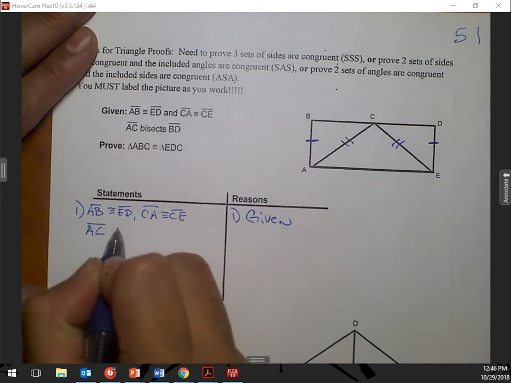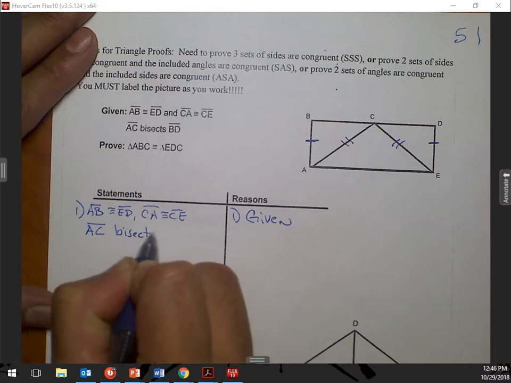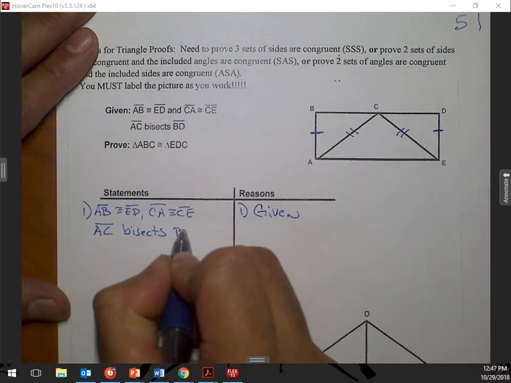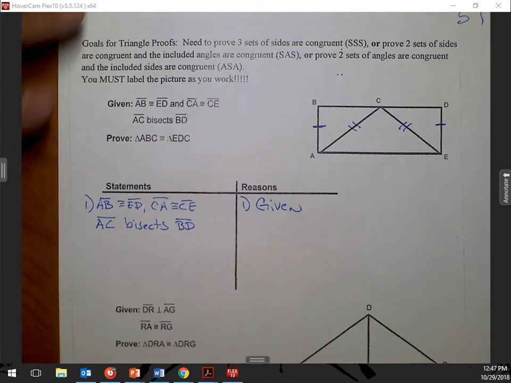And it says that AC, this is also part of my given, AC bisects BD. Wait, what does bisect mean again? What is bi? Cut in 2 equal parts. Okay, if you think of the word bi, it means 2. So use that to try and remember. So it's going to cut into 2 equal parts. So which one is doing the cutting and which one is being cut? AC is cutting BD. Very good. So AC bisects BD. So it's cutting BD into equal parts, right?